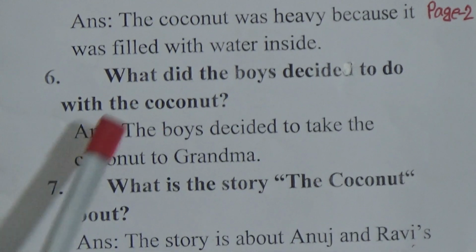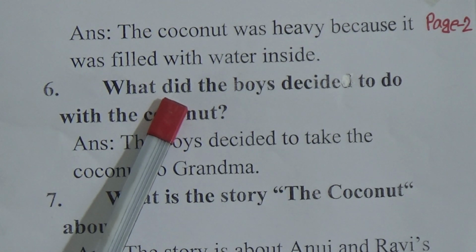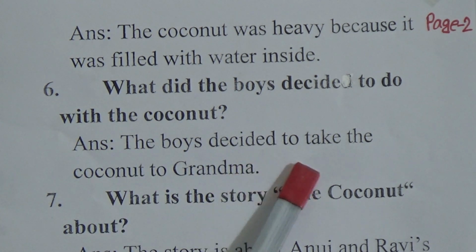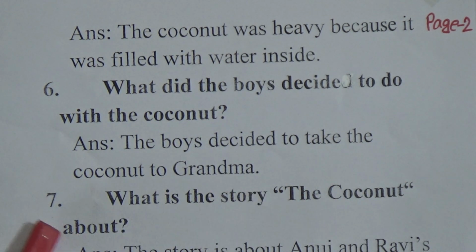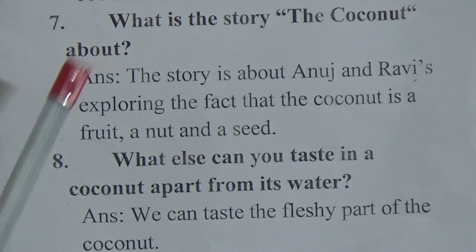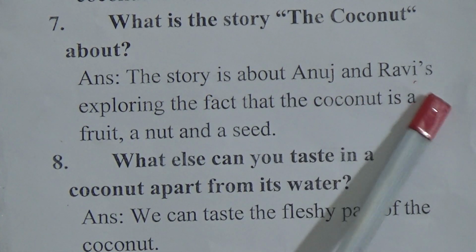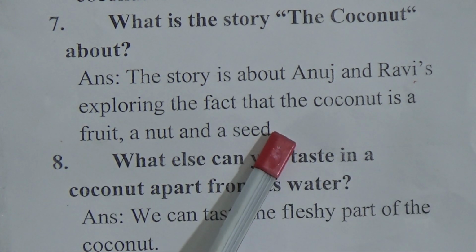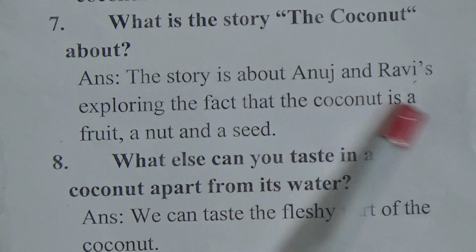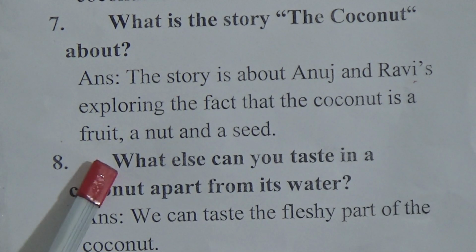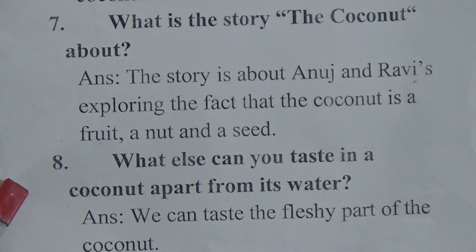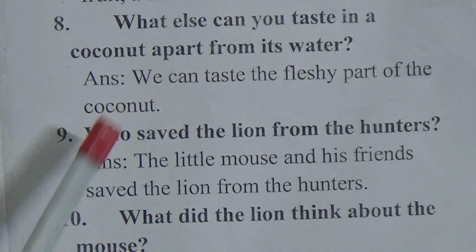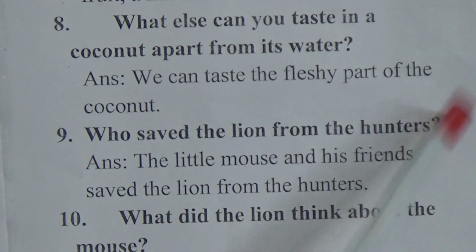So dear students, look here, when it will be written in past structure, that means we will use the past form of the verb. So look at, the boys decided, this one is the correct form, to take the coconut to grandma. 7, what is the story of the coconut about? Answer, the story is about Anus and Ravi exploring the fact that the coconut is a fruit, a nut and a seed. Now 8 number question, what else can you taste in a coconut apart from its water? Answer, we can taste the fleshy part of the coconut.